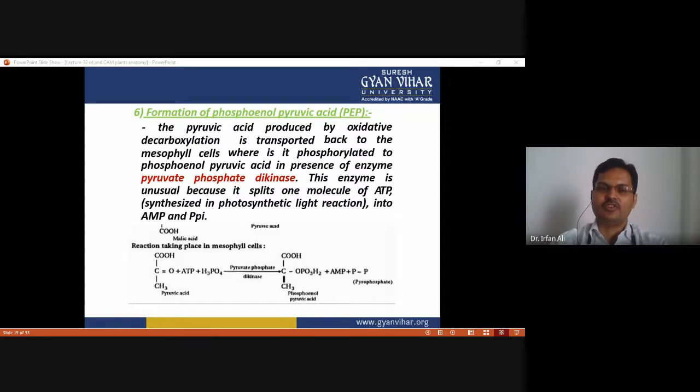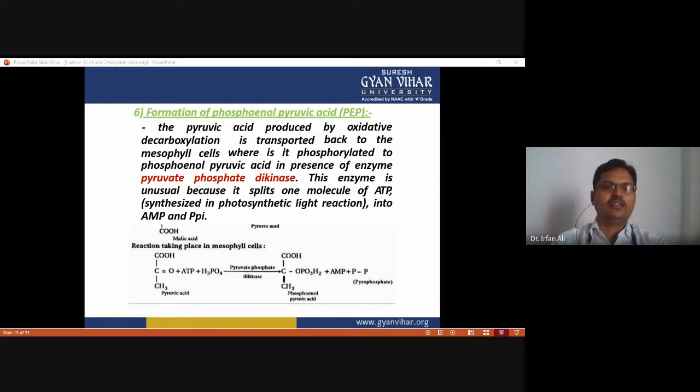Okay, if this molecule is not regenerated, the C4 pathway cannot continue, because this is a cycle. Each time, it is not necessary that new molecules of PEP are required. It is the cycle. That's why it must regenerate.